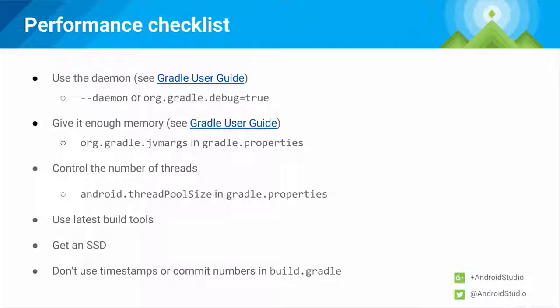On the other hand, if you find that your builds are making your computer unresponsive, you may want to limit the total number of threads that you will use. And you can use the Android thread pool size property to do that. Next, make sure you use the latest build tools. Specifically, 23.0.2 is the latest one currently, and it's very important to use it because of the fixed dex merger that Zaf also mentioned earlier.